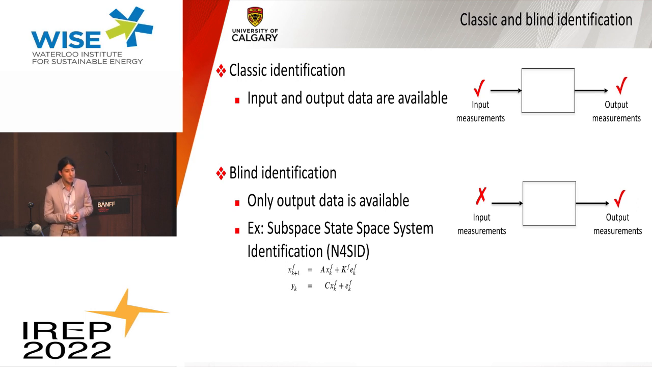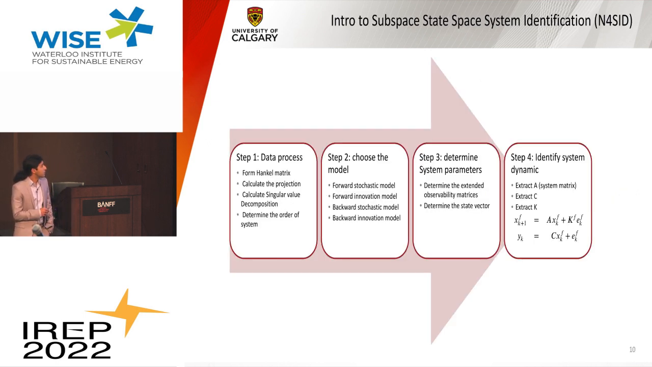There are different blind identification methods in the literature in control theory. The method that I use is a subspace, state space system identification called N4SID. N4SID has 4 standard models. The model that I chose is the forward innovation model. The reason that I chose this model is that, mathematically, it's easier to extract the parameters of this method. And in my application, because I also want to extract the input, this model is the best fit for my work.